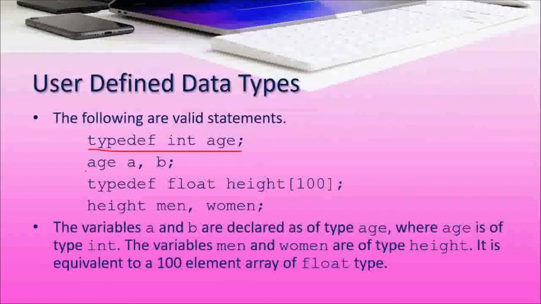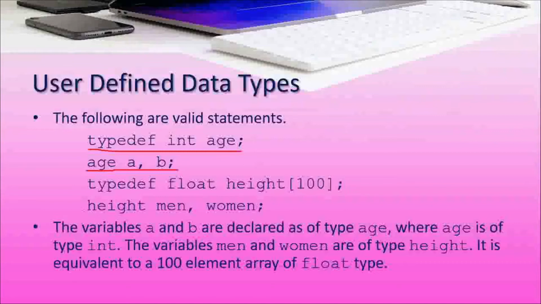So you can define variables like this, that is age a, b. So this a and b will be of type age, but age is of the type int. So a and b will indirectly be of the type integer. Then, an array of floating point values is defined using the typedef float height 100. So 100 elements can be stored inside the height type.